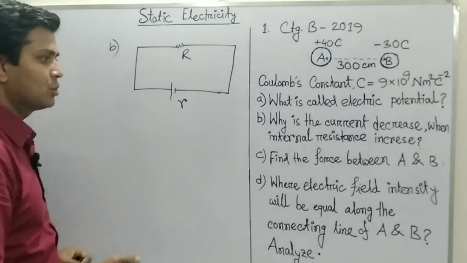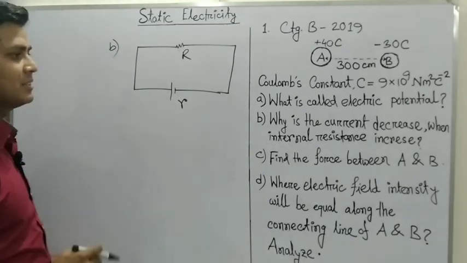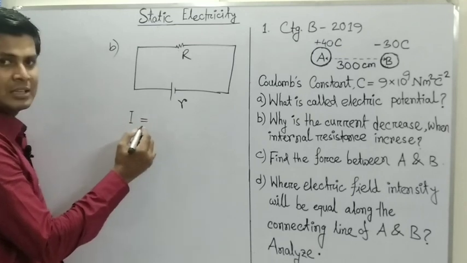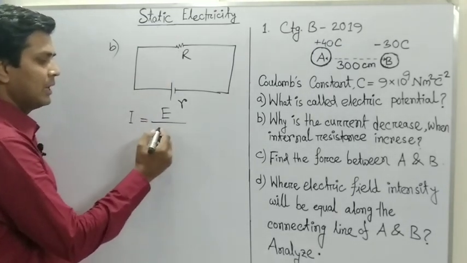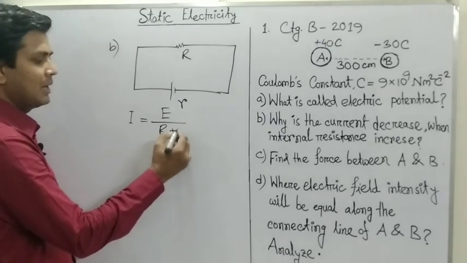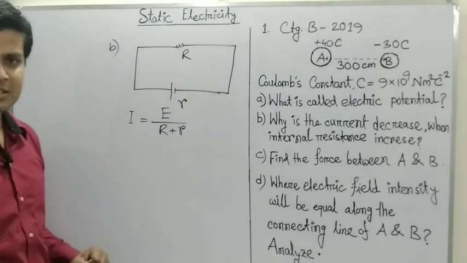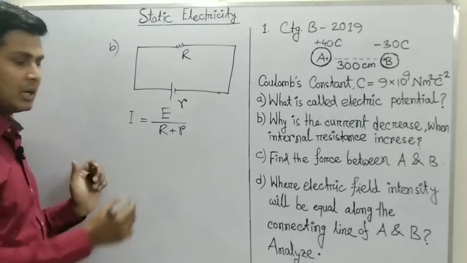Let us see the question here. Why does the current decrease when the internal resistance is increased? We know to calculate the current in the circuit, the formula is E divided by capital R plus small r. Here small r is the internal resistance. Let us observe the relation between I and r.